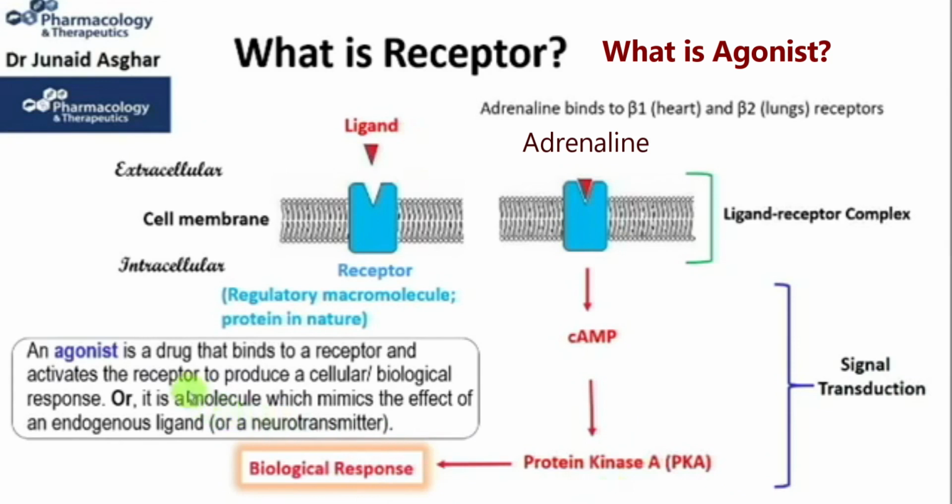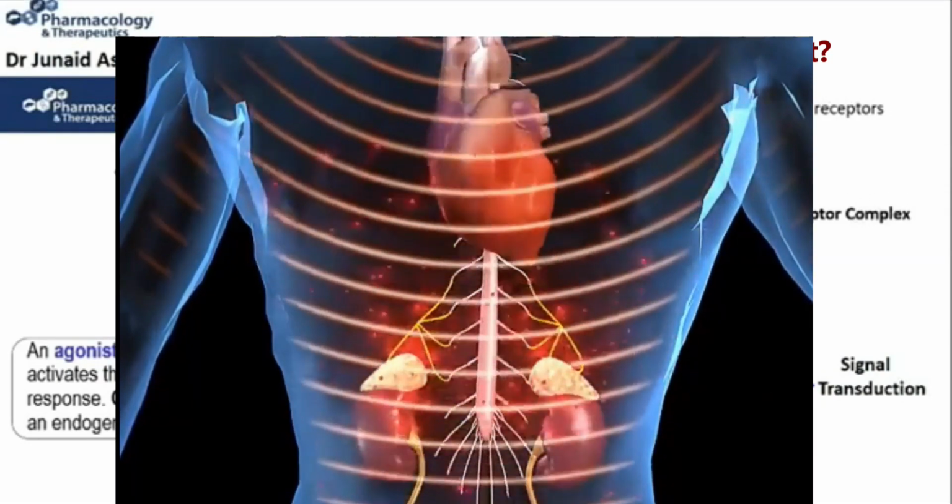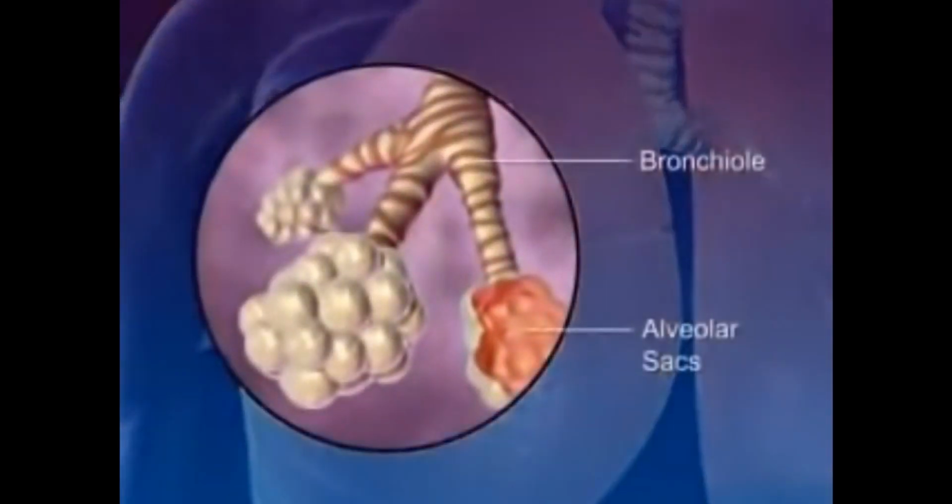Now let's explain the second part of the definition, which says an agonist is a molecule which mimics the effects of an endogenous ligand or a neurotransmitter. As we know, catecholamines such as adrenaline and noradrenaline act as endogenous neurotransmitters. So if you give someone an adrenaline injection in survival situations such as anaphylactic shock, it will mimic or act like their endogenous neurotransmitters and will increase the heart rate and dilate the bronchioles and save the person.